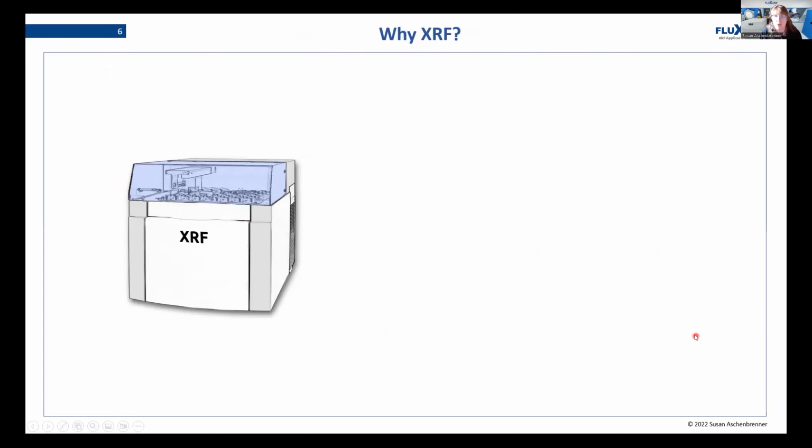But why should we use XRF in the first place to do all these analyses? XRF is a fast method, and we are measuring many elements with one method. So we don't have to use several methods. We can really cover a vast majority of the analytes that are asked for in the ASTM norm with just one method.